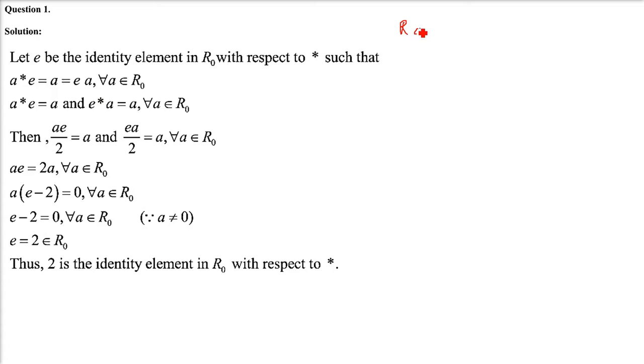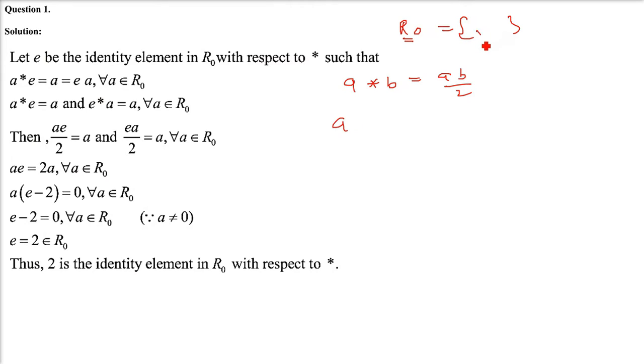What does it mean, R0? It means all non-zero real numbers by the rule. The rule is A star B equals A into B by 2 for all A and B belonging to R0. So this A and B is going to come from this set only, R0. So what is the identity element?